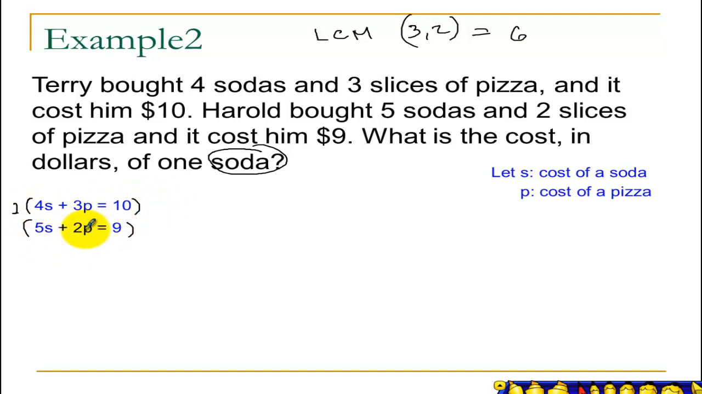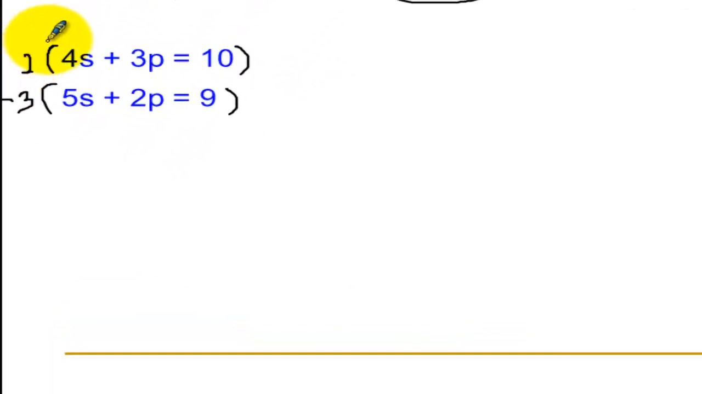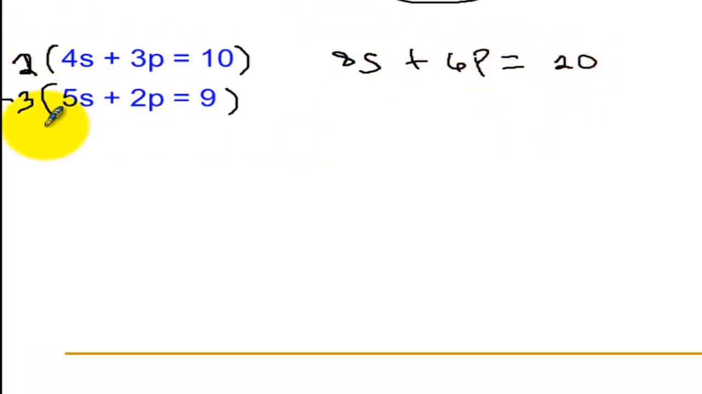To make this equal to negative 6, I need to multiply the second equation by negative 3. So let's distribute. 2 times 4s is 8s. 2 times 3p, that's 6p. Then 2 times 10 is equal to 20.